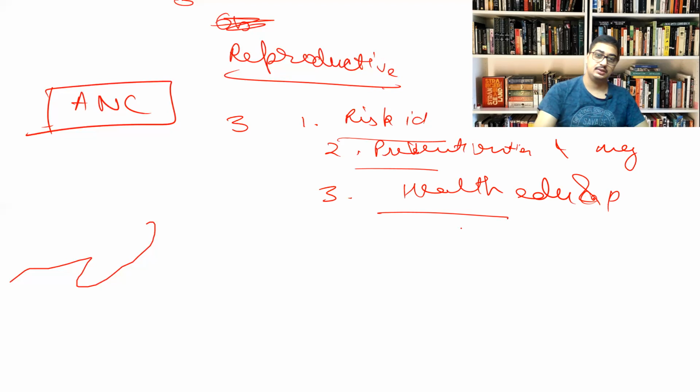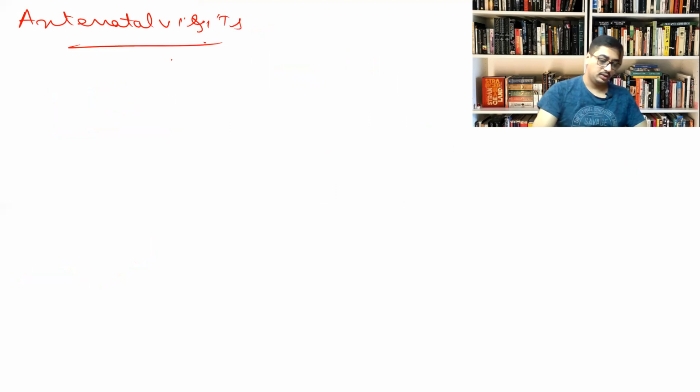So let's start with the technical aspects. What are antenatal visits? Generally it is recommended that there should be ideally 13 to 14 antenatal visits, but minimum visits should be at least four or more than four visits. So, what are these visits? The timing for these visits: first visit, second visit, third visit, fourth visit.